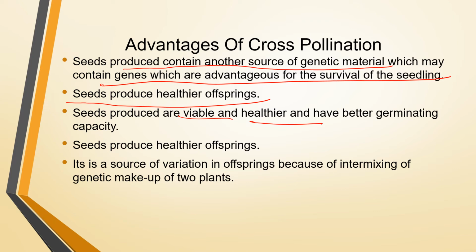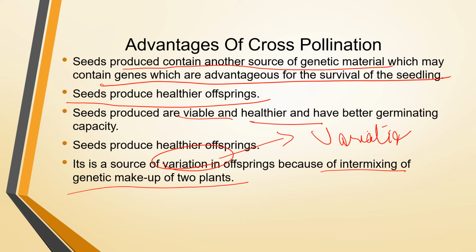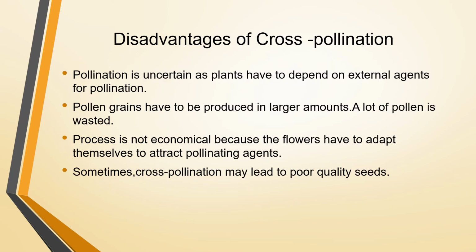Now we can say that the intermixing of the genetic makeup of the two plants causes variation of the offsprings. So there is variation. Healthy offsprings are being produced. What we can say is that the genetic material is advantageous for the survival of the seedling. So these are the advantages of cross-pollination. Now what are the disadvantages of cross-pollination? Now here also the pollination is very much uncertain, as the plants have to depend on the external agents for pollination.